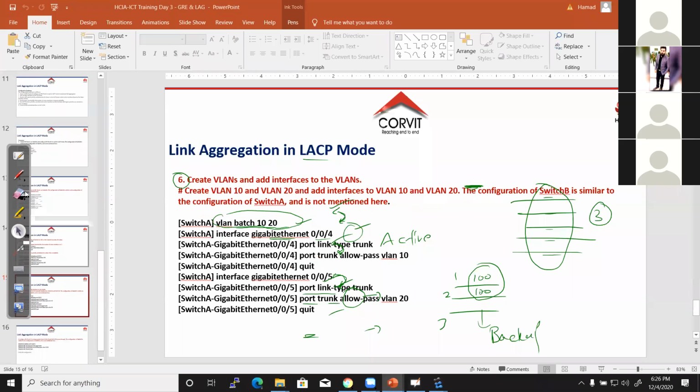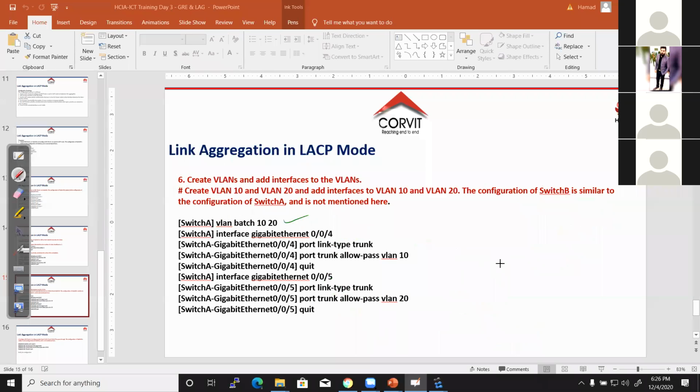And what is the next step? Next, and the last step, is you will create the VLANs. This is optional because, in the diagram, these are the 3 physical interfaces which we want in the bundle. And here is interface 4, and there was interface 5.